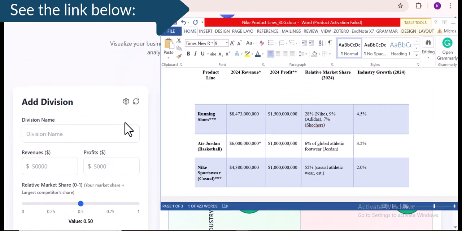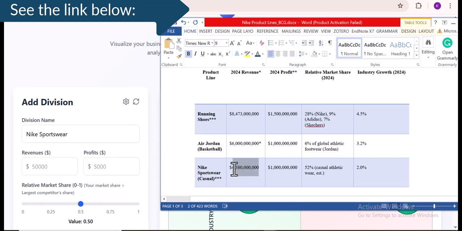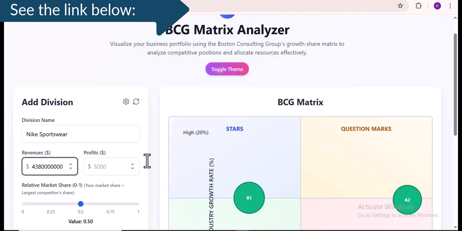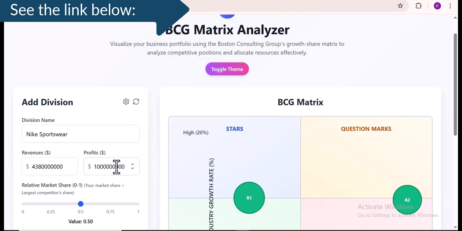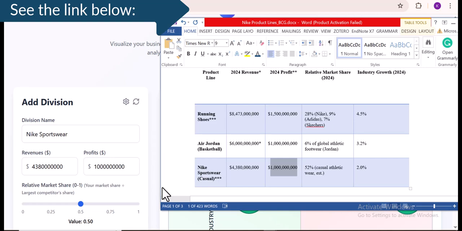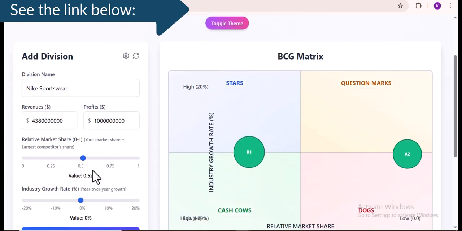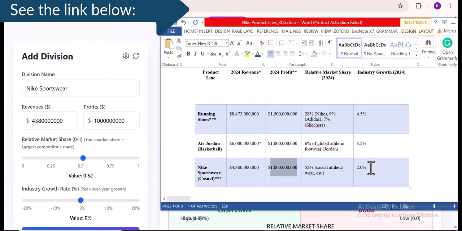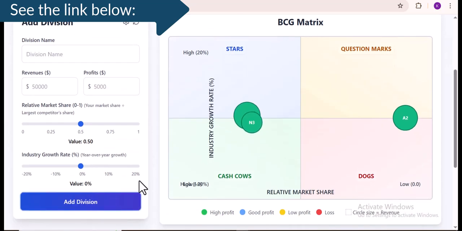We are left with the one last product, that is the Nike sportswear. Just copy and paste the label of the product. Take the revenue, sorry, and then the profit figure. Market share is 52%. So just change the bars, and industry growth rate is 2%, which is okay. Now just add the division.